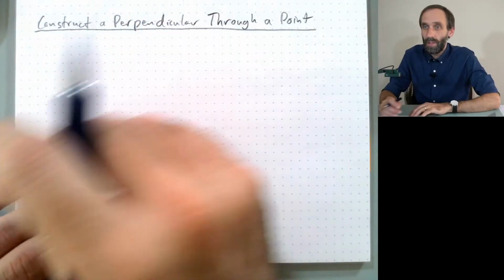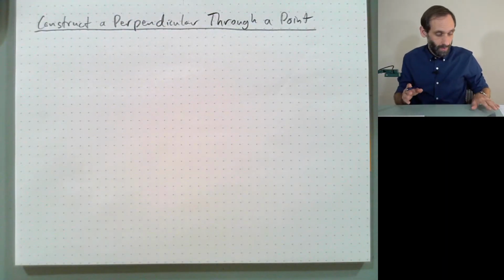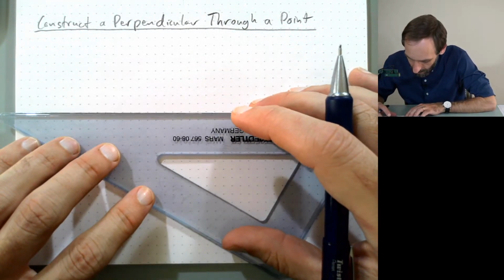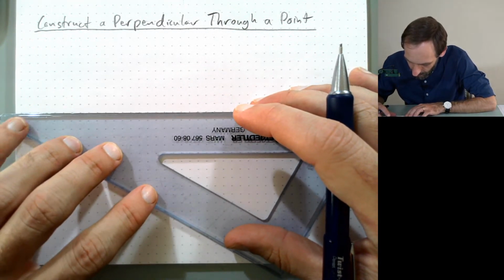All right, welcome back to our lesson on perpendiculars. In this video, we'll be looking at how we can construct a perpendicular through a specific point. So before we can construct a perpendicular through a point, we need to have a line, and then we need to specify a point on that line.